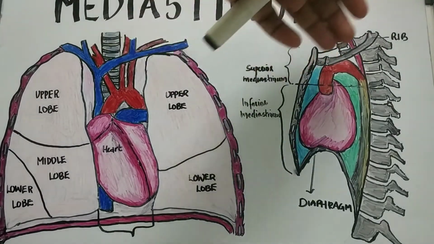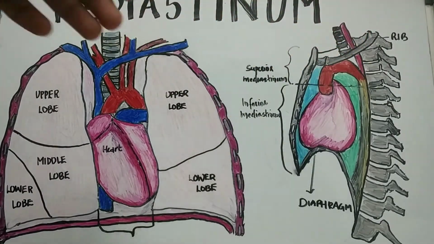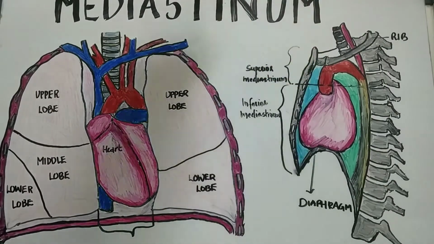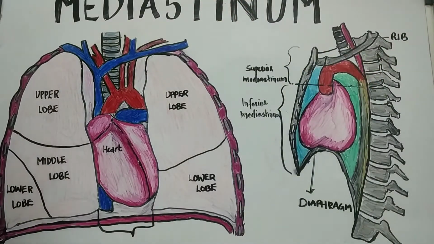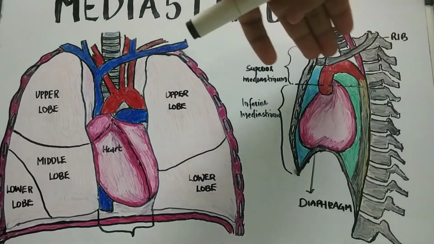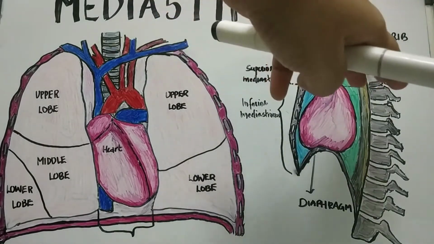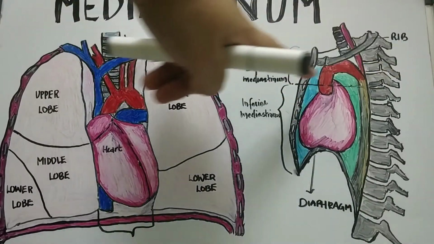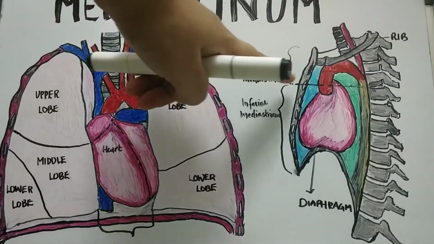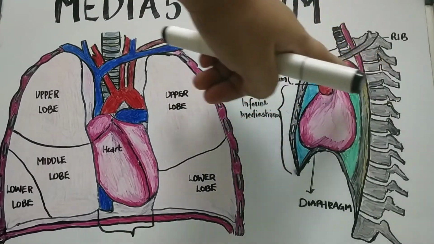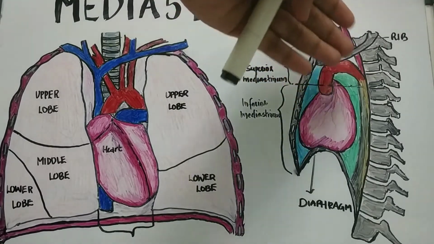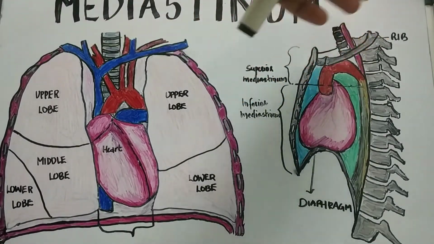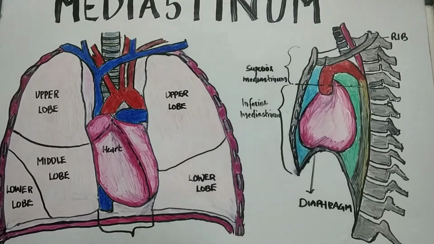Now we will discuss the boundaries of the superior mediastinum. Anteriorly there is the manubrium sterni, and posteriorly you can see the upper four thoracic vertebrae. Superiorly there is the thoracic inlet, and inferiorly there is the imaginary line that passes through the sternal angle and the lower border of the fourth thoracic vertebra. On each side there is the mediastinal pleura. These are the boundaries of the superior mediastinum.